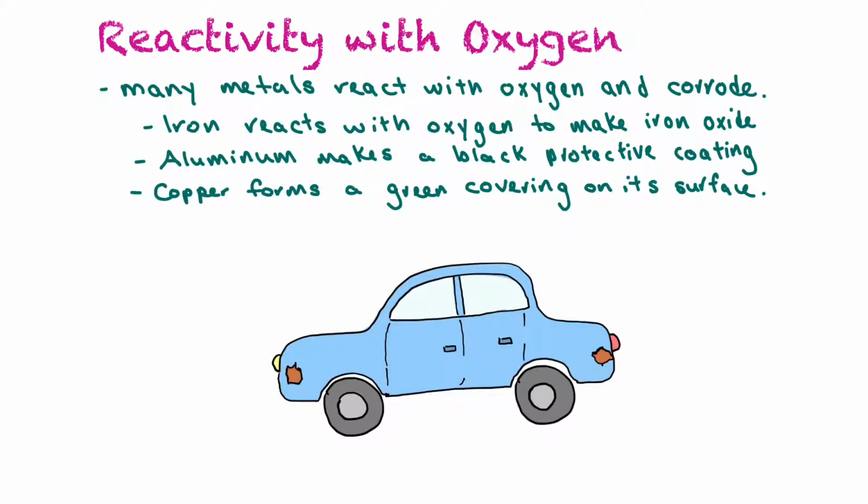Aluminum will make a black protective coating on the outside when it reacts with oxygen. And then copper will form a green covering on its surface. So if you've ever seen green copper roofs, they're often green after they've been exposed to the elements for a long period of time.